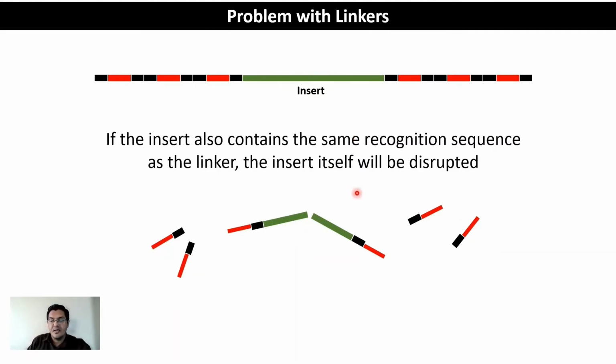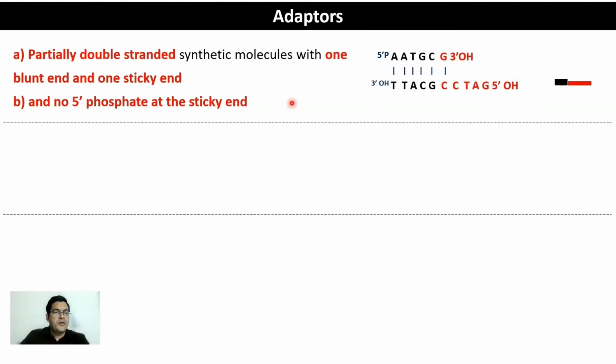We discuss more about adapters in the next slide. Adapters are partially double-stranded synthetic molecules with one blunt end and one sticky end. And the other important property of adapters is that at the sticky end, they lack a 5' phosphate. So this is a typical adapter here. You can see this is partially double-stranded, and you have basically the blunt end that is here, and the 5' phosphate is present at the blunt end, and at the sticky end, the 5' phosphate is not there, right? So the 5' phosphate is absent at the sticky end, and this is important because this serves to prevent adapter self-ligation. And how does it happen is what I'm going to show you next here.